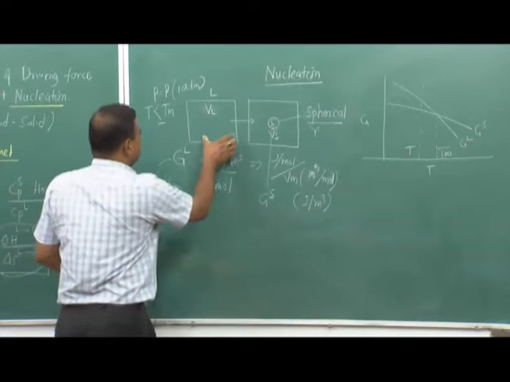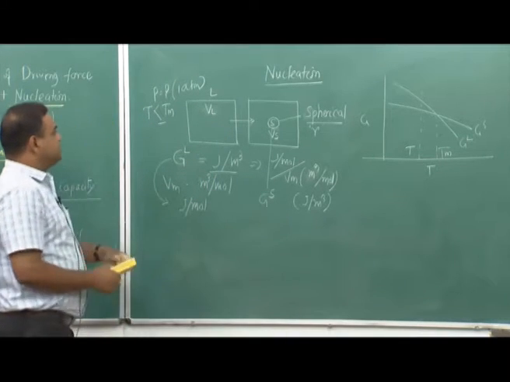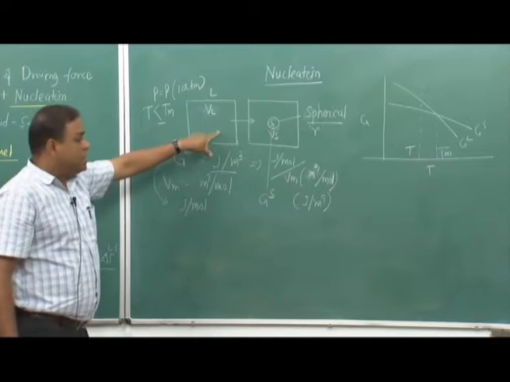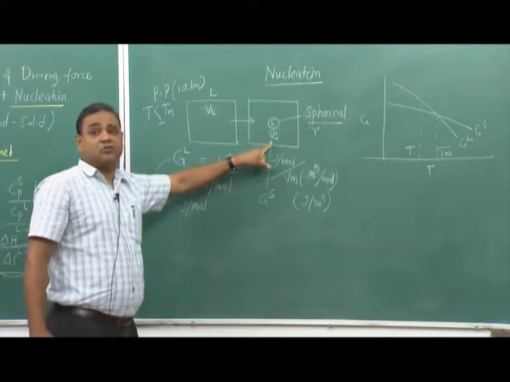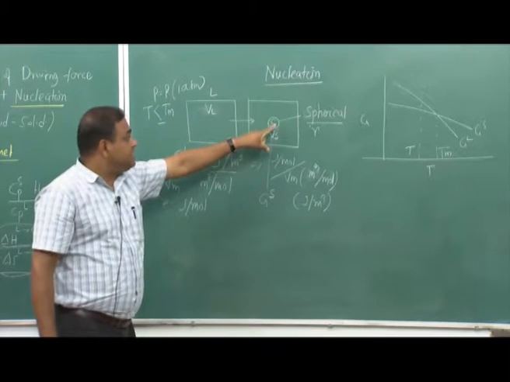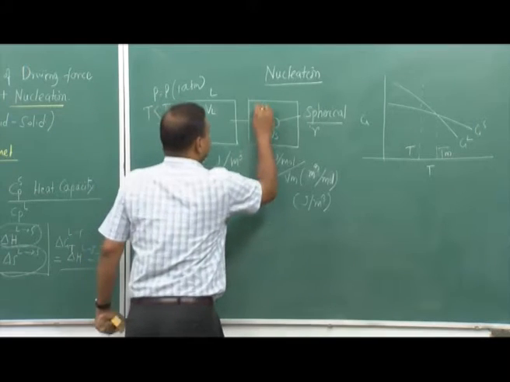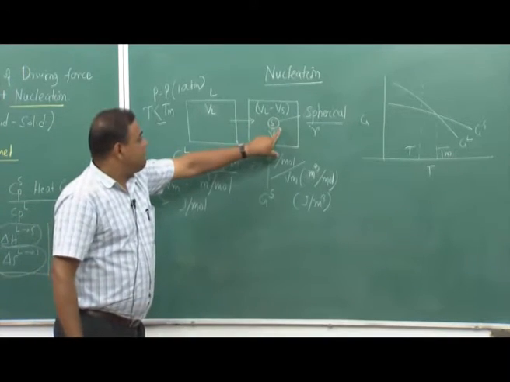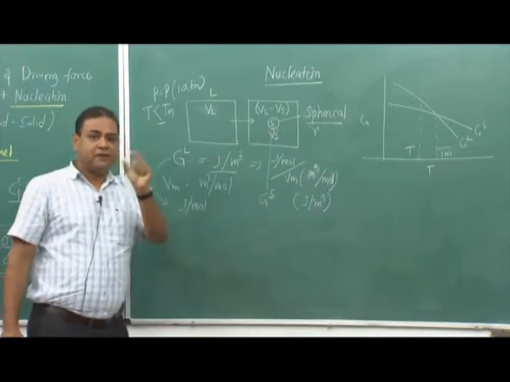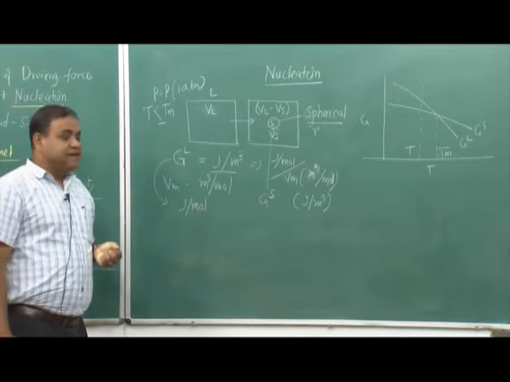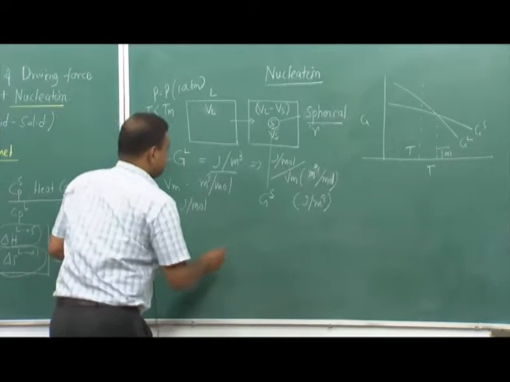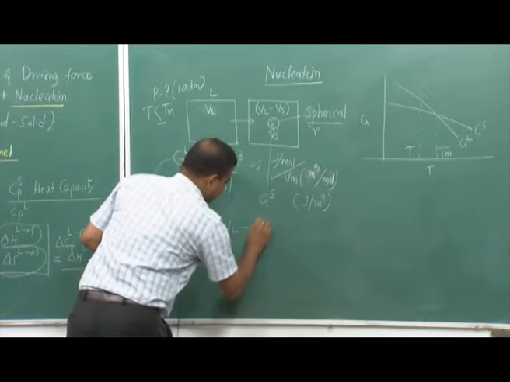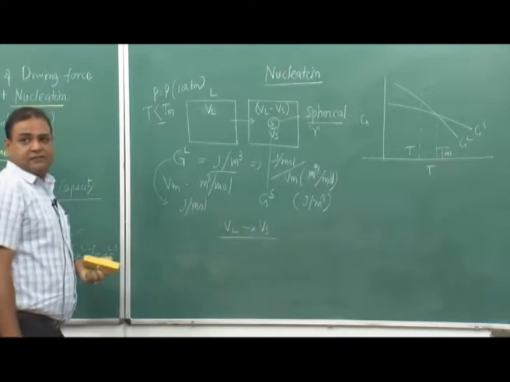Now, I can calculate the total free energy of this particular closed volume. And there, interestingly, the volume of liquid is now VL minus Vs, because I have also taken a solid into consideration. And I am considering that VL goes to Vs whenever this transformation takes place.